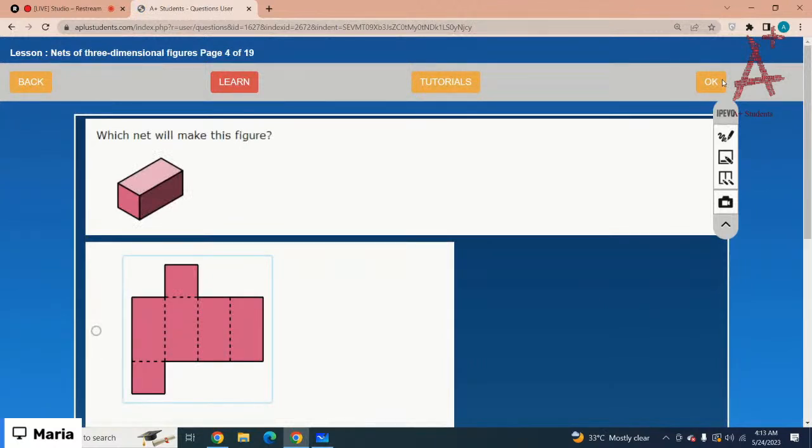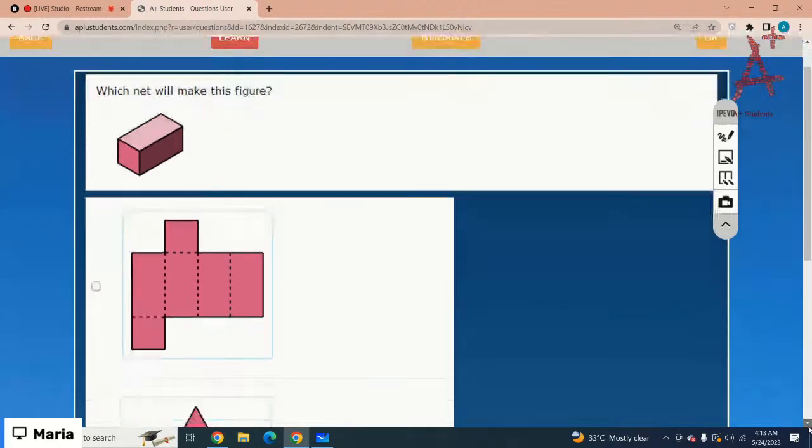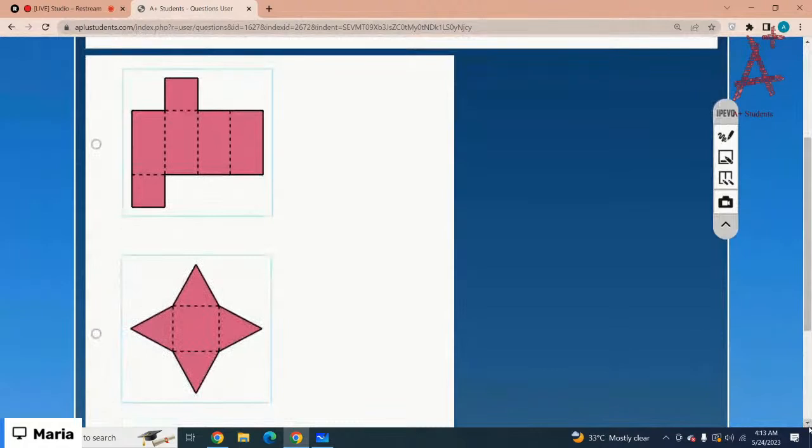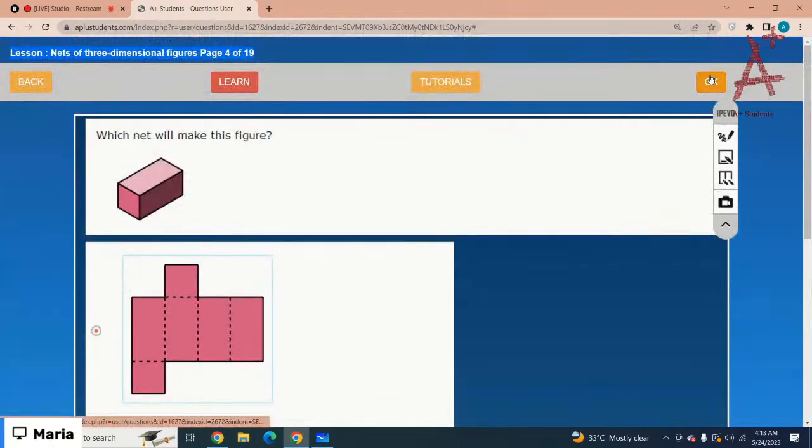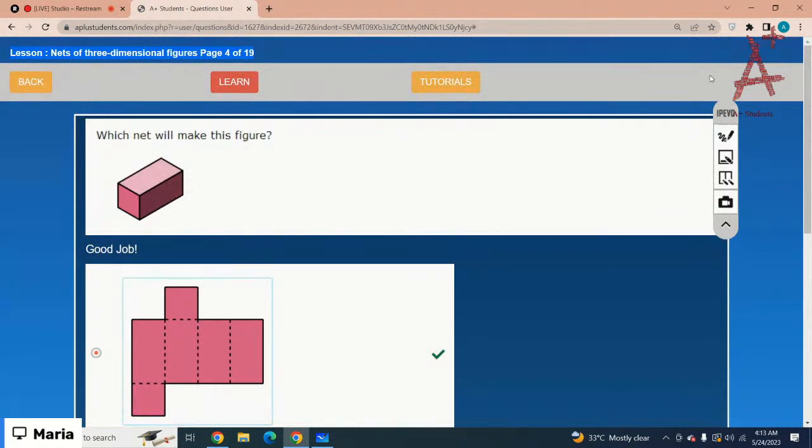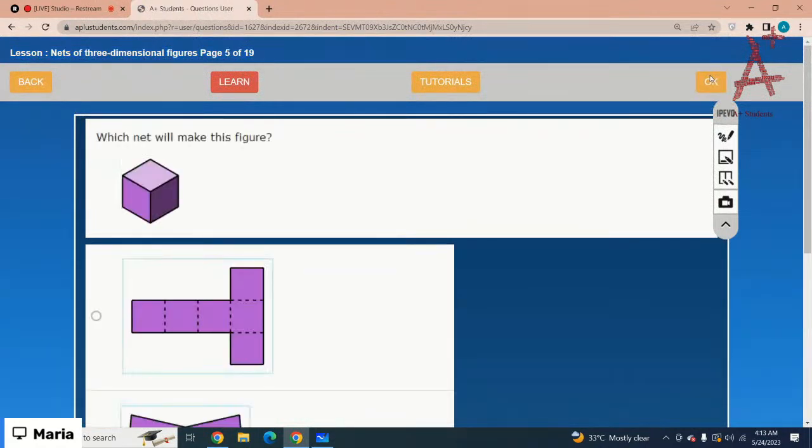Okay, which net will make this figure? Which is the correct option? One or two? That will be first one. Okay, which net will make this figure? Which is the correct option?